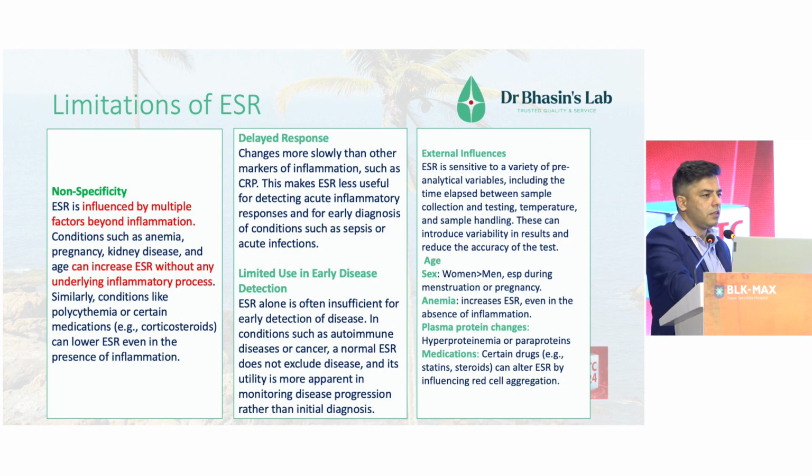Delayed response: ESR rise and fall is slow. Parameters like CRP offer better sensitivity, or procalcitonin for sepsis, because their rate of rise and fall is faster. So ESR is not a good friend for acute conditions, but it is an old friend still helping in chronic conditions. So it has limited use in early disease detection.